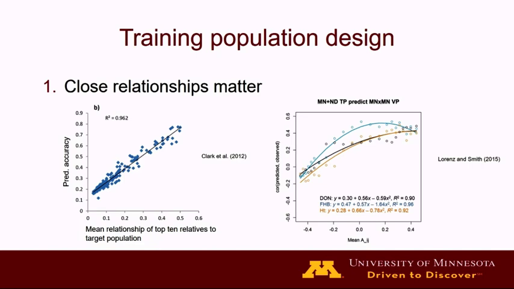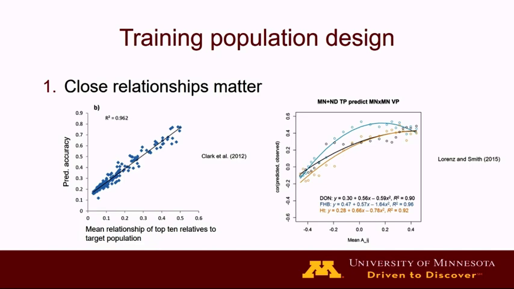Another thing here is that the genetic representation of your training population to your target population matters a lot. And this may seem like an obvious point, but it's still worth making because I get questions about this all the time. Your training population has to represent your target population. Here's an example from the literature. I don't have the citation up here. This is Windhausen et al.